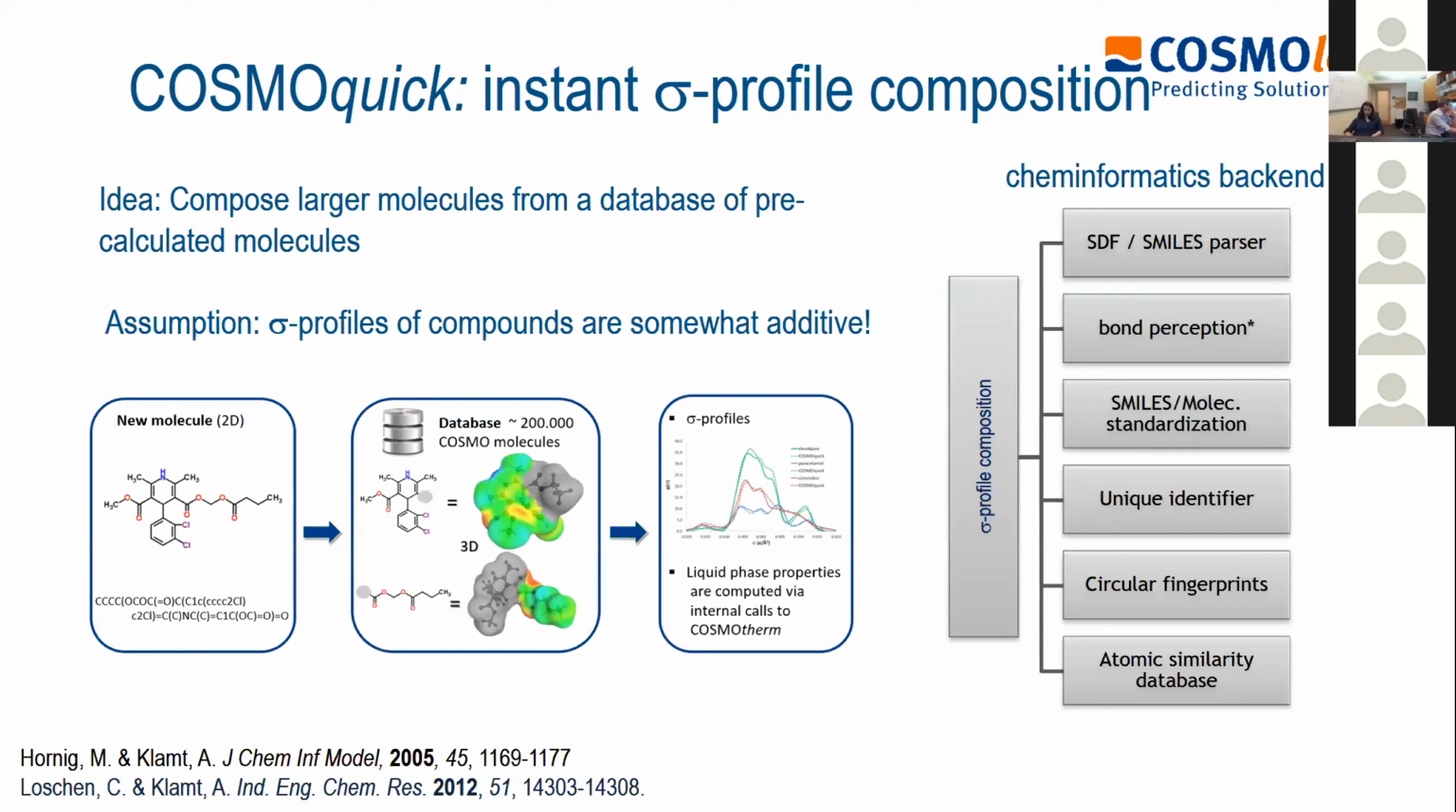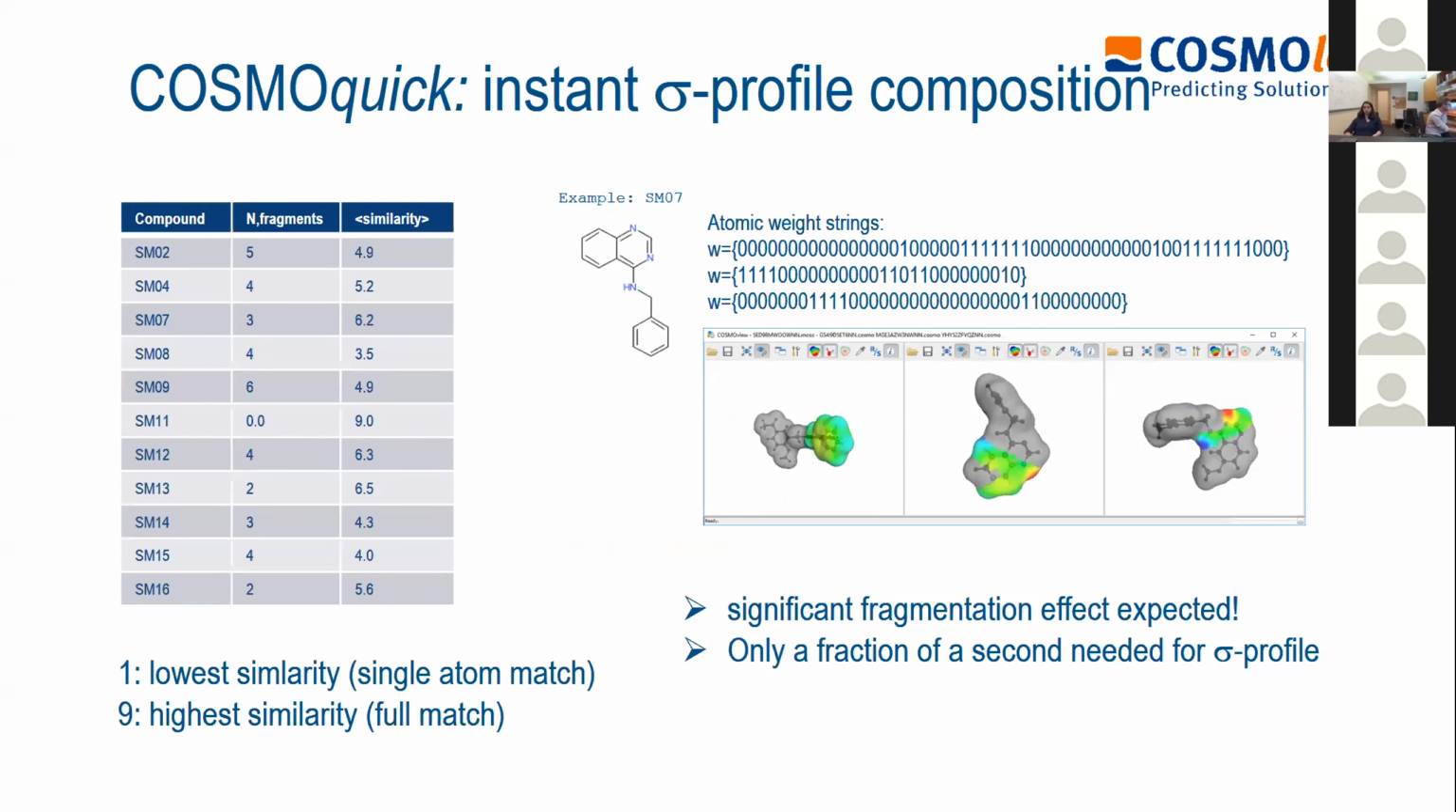this shows how we do this sigma profile composition. Basically, I have mentioned already how we proceed here. We go into the database, which is based on those previously calculated Cosmo DFT calculations, and generate the sigma profiles. Beneath all of this, there is a cheminformatics backend to do the substructure and fragmentation approach. We introduce a kind of fragmentation error by this, if we compose those sigma surfaces by this cheminformatics approach, which can be quite significant. But on the other hand, we need only a fraction of a second for generating those sigma profiles.